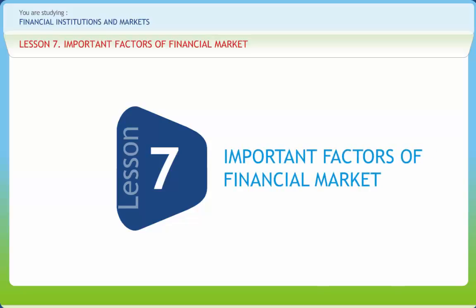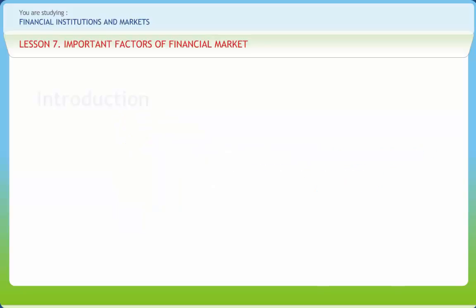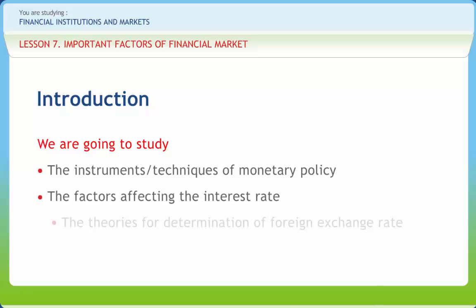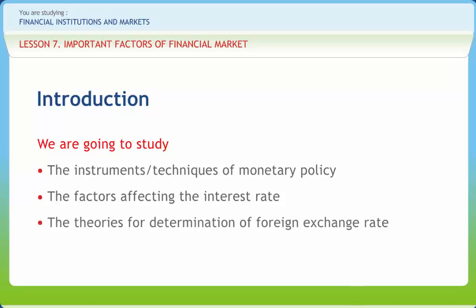Important factors of financial market. We all know that the monitoring authority uses the money market for diffusing the effects of its actions throughout the banking system and the economy, so as to promote growth with stability. In this lesson, we will describe the instruments or techniques of monetary policy, explain the factors affecting the interest rate, and the theories for determination of foreign exchange rate.